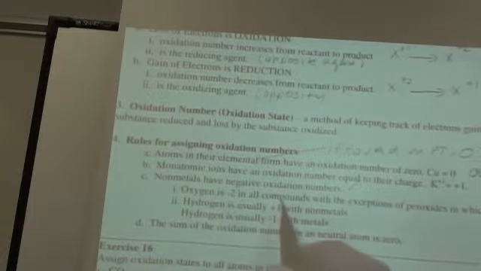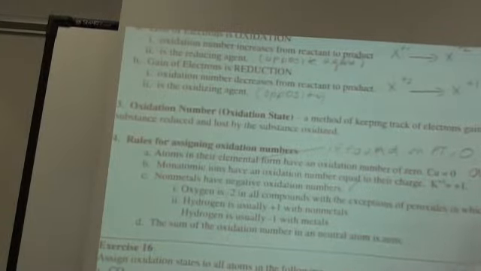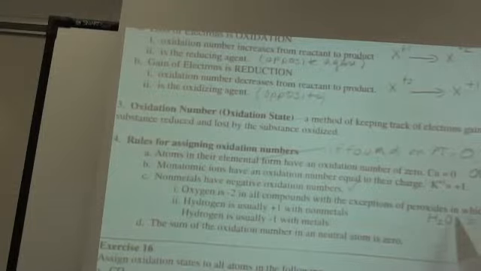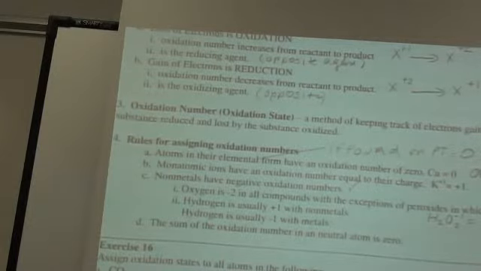Oxygen is -2 in all compounds with the exception of peroxides in which it is -1. This is the only peroxide you are going to have to worry about, and this is the only time where the oxidation number of oxygen is -1. Any other time, it's going to be -2.